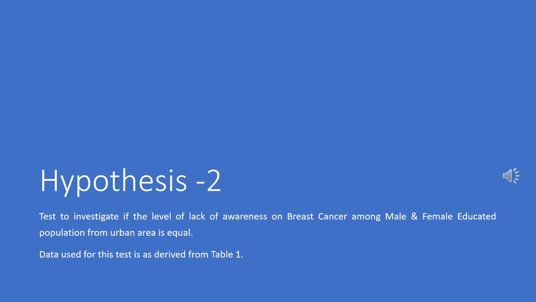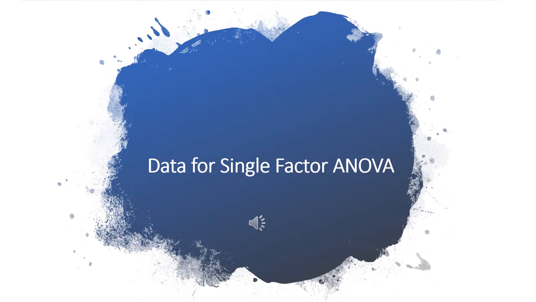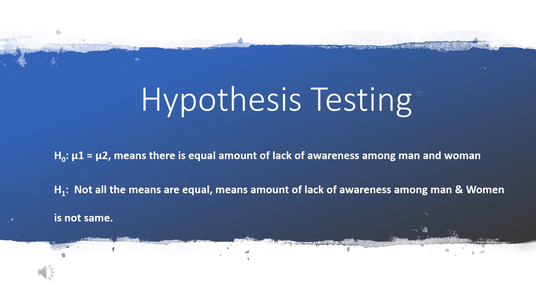Now let's talk about my hypothesis 2. Test to investigate if the level of lack of awareness on breast cancer among male and female educated population from urban area is equal or not. So the data I used is the same data from table 1. In my data, the number of males who participated was 32 and the number of females was 35, a total of 67. We used the single factor ANOVA test. Hypothesis testing I did: H naught is mean 1 equals mean 2, that is means are equal, meaning there is an equal amount of lack of awareness among men and women, whereas my alternative hypothesis says that not all means are equal, meaning the amount of lack of awareness among men and women is not the same, they are different.